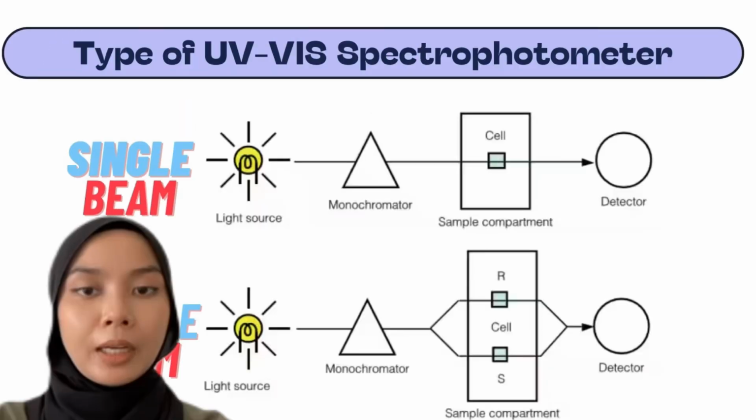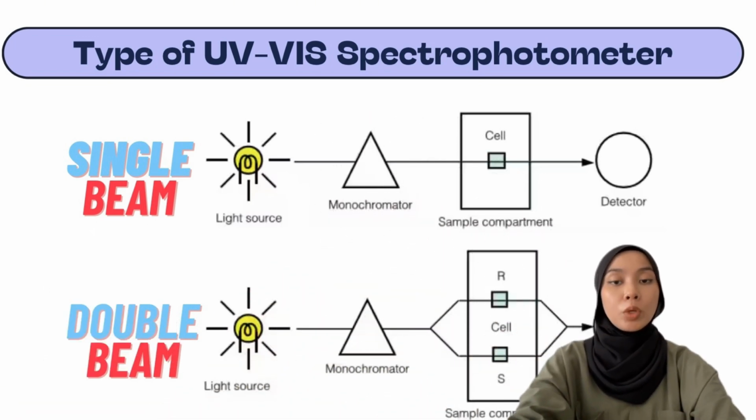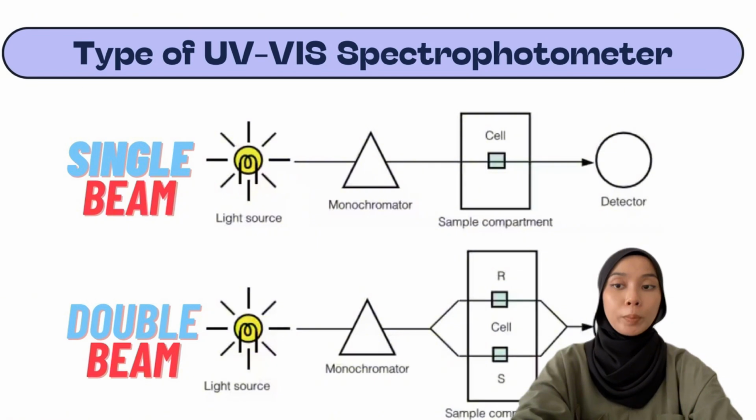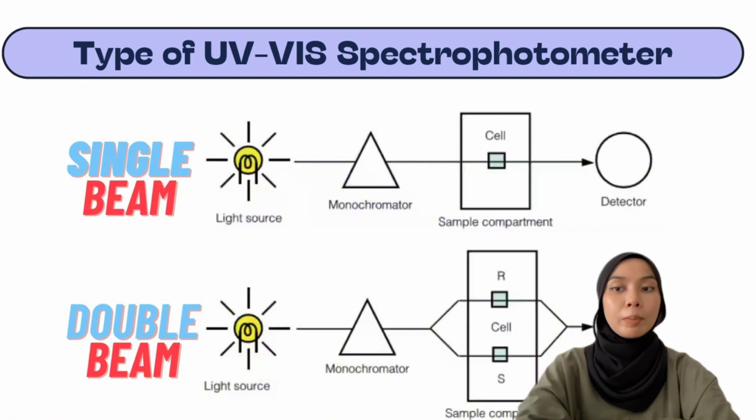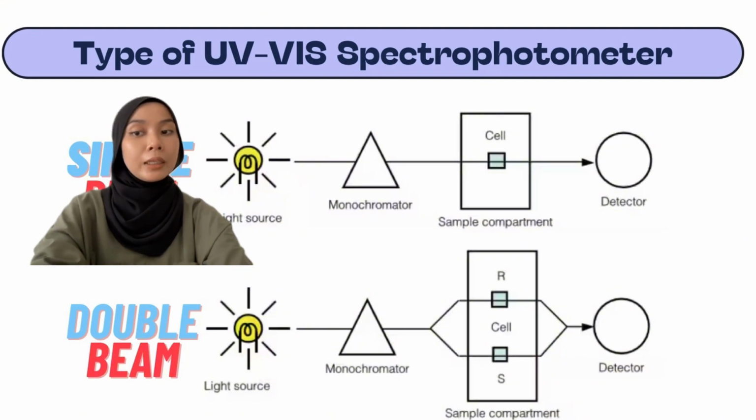Thank you. Hi, my name is Nurin Shahira and I will further explain on types of UV-vis spectrophotometer. It consists of two types, which are single beam and double beam spectrophotometer. As you can see here, in single beam system, monochromatic light from a monochromator enters the sample compartment and hits the detector directly. However, in double beam system, the monochromatic light from the monochromator is split into a sample beam and reference beam before entering the sample compartment and hitting the detector.